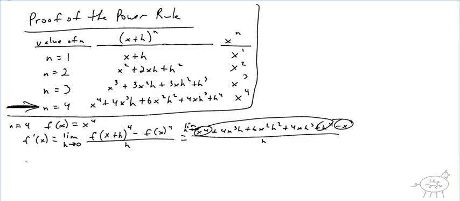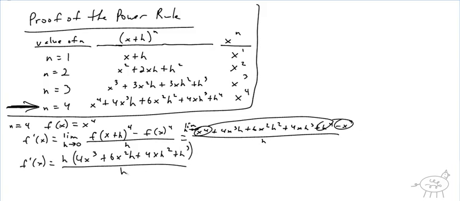So I wind up with f prime of x is equal to, then I got to factor an h out of here. So I'm going to do a few steps here. I get h times 4x cubed plus 6x squared h plus 4xh squared plus h cubed over h, and they cancel. And again, this is the limit.